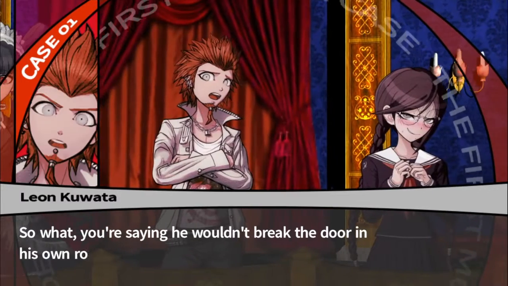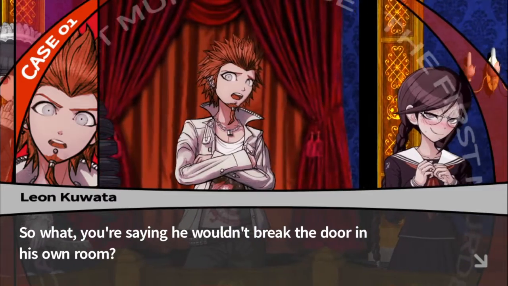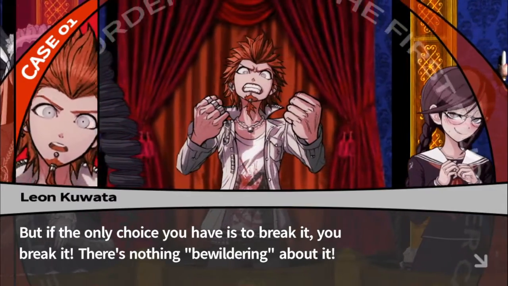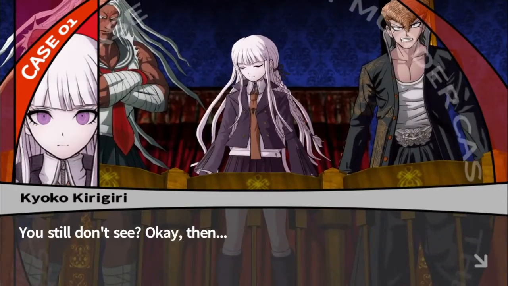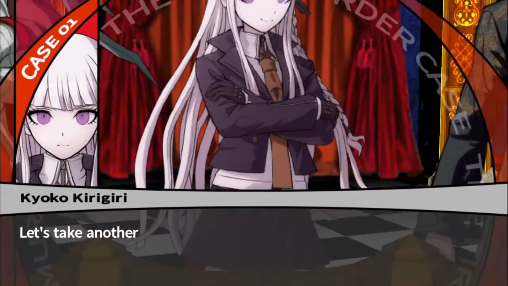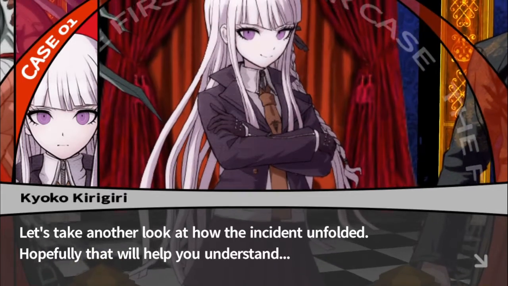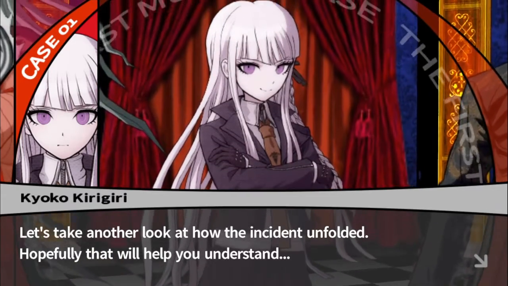So what? You're saying he wouldn't break the door in his own room? But if the only choice you have is to break it, you break it. There's nothing bewildering about it. You still don't see? Okay then. Let's take another look at how the incident unfolded. Hopefully that will help you understand.